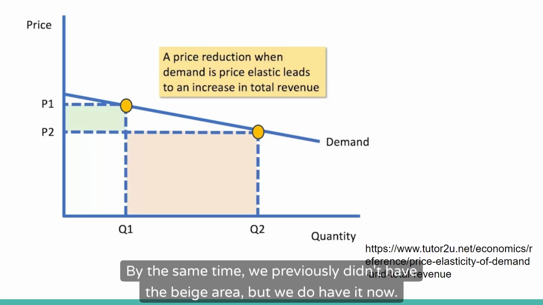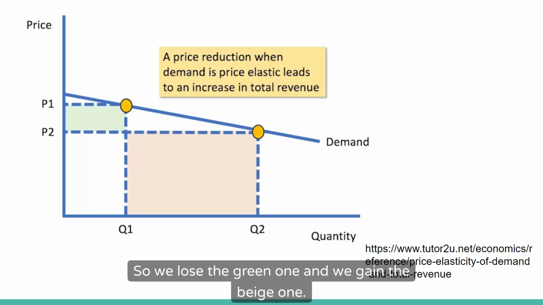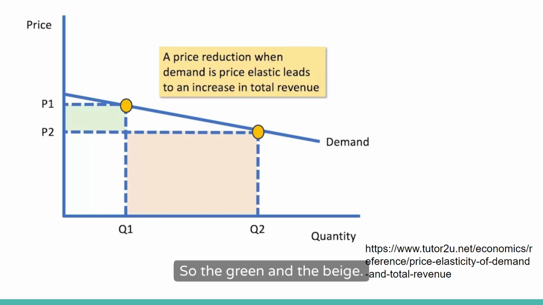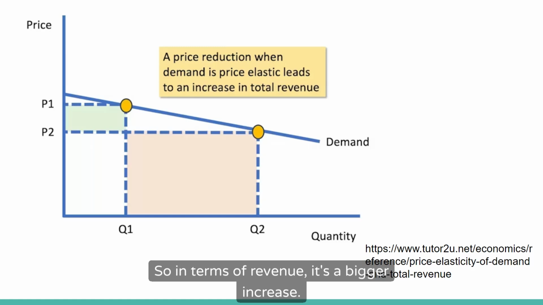But at the same time, we previously didn't have the beige area, and we do have it now, because we are increasing the quantity and we are able to earn that beige area. So we lose the green one and we gain the beige one. When we compare both, we realize that the beige is a bigger area. So in terms of revenue, it's a bigger increase.